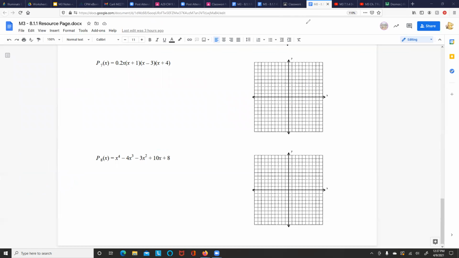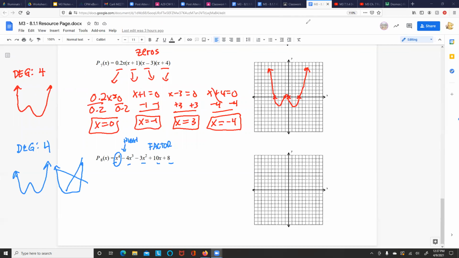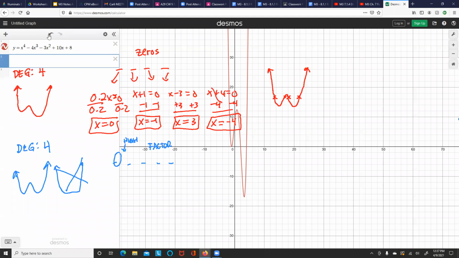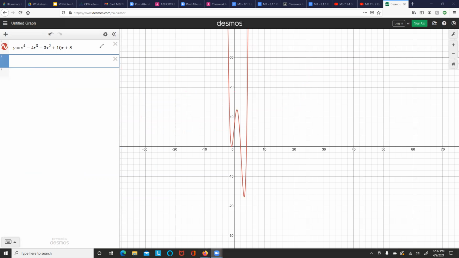Oops, I did not. Can I undo that? Yes, good. Oh, I didn't know I could do that. Okay. Desmos. If I go to Desmos and type this in, x to the 4th minus 4x cubed, and so on. Here's Desmos. Sorry, all this writing is going to appear here. Let me try something. Let me annotate, and can I redo? Yes, okay. Oh, there's the graph, right?